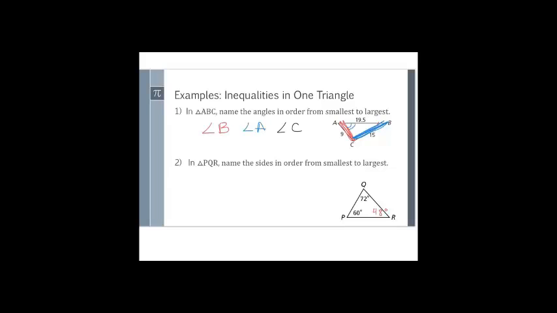And the shortest side is going to be across from the smallest angle. The smallest angle is that 48 degrees, so that makes PQ the shortest side. The next smallest angle is angle P right here, so the next shortest side must be QR. And then finally the longest side is across from the largest angle, and that makes the longest side PR.